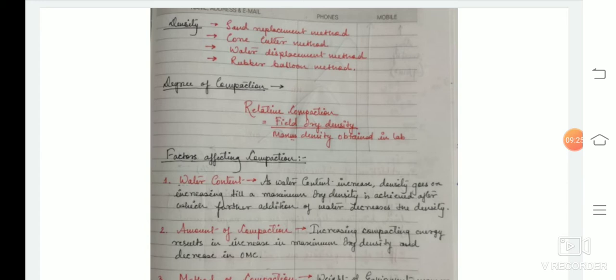So far the degree of compaction is considered. The degree of compaction can normally be obtained in the field by relative density, relative compaction or percentage compaction, which is defined as the ratio, expressed as a percentage, of the field dry density to the maximum density obtained in the laboratory compaction test. So by this we can obtain the degree of compaction. These are the three methods which control the compaction in the field.